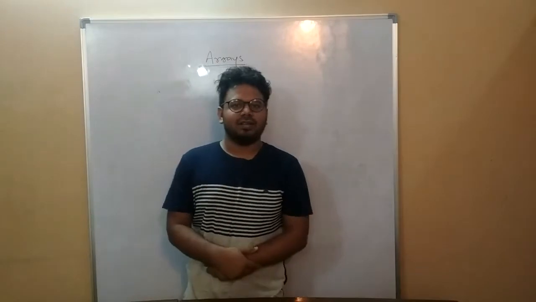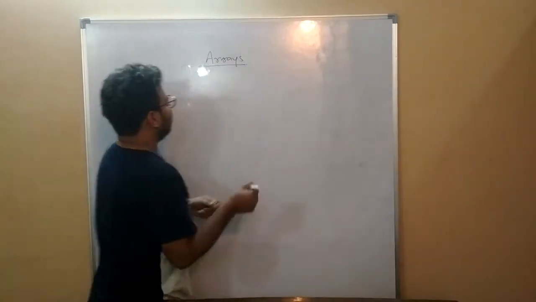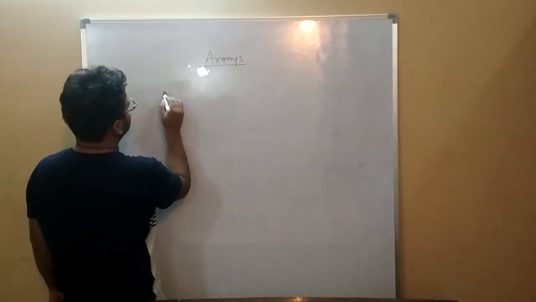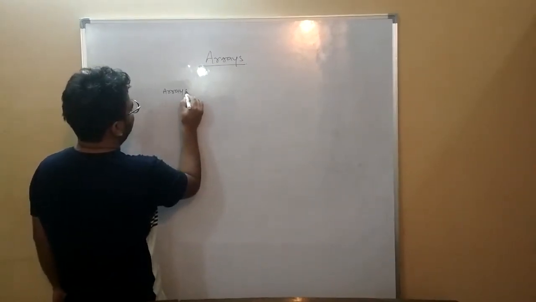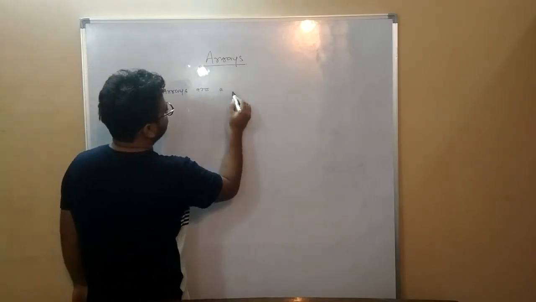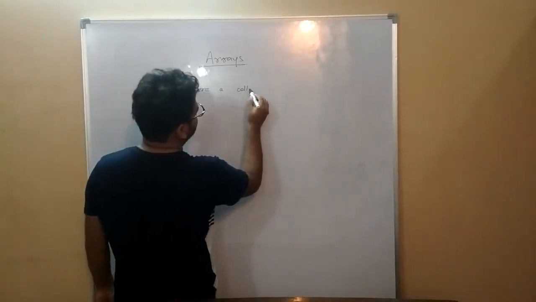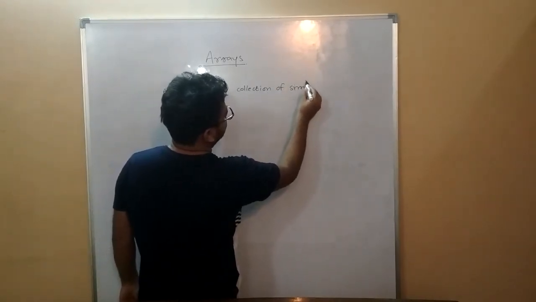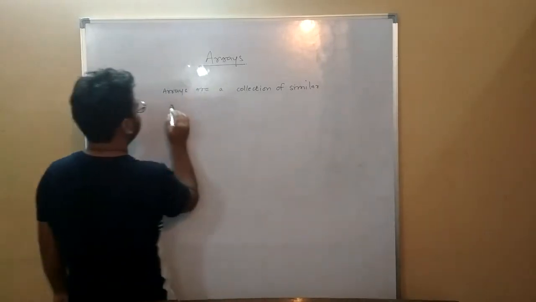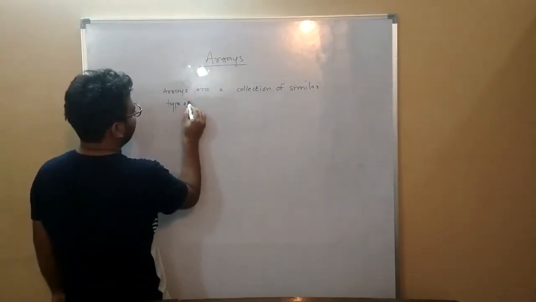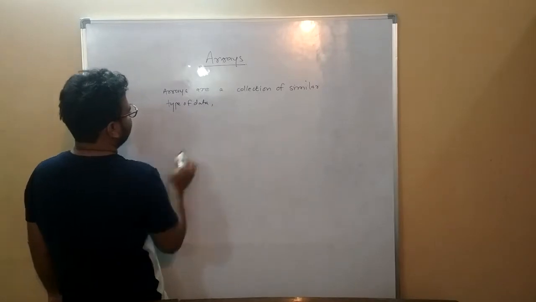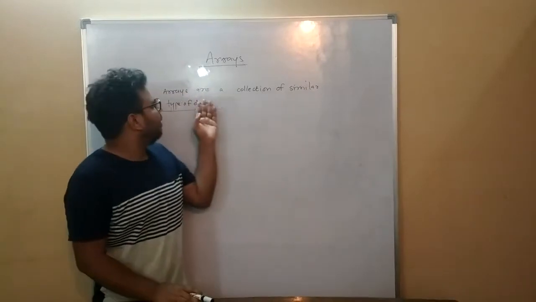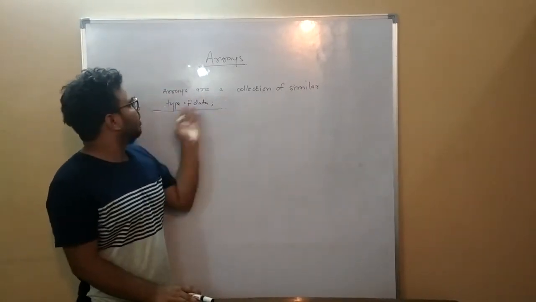So what are arrays? Arrays are, by definition, a collection of similar types of data. Similar type of data. So by definition, arrays are a collection of similar types of data.